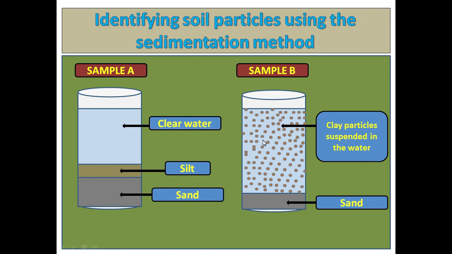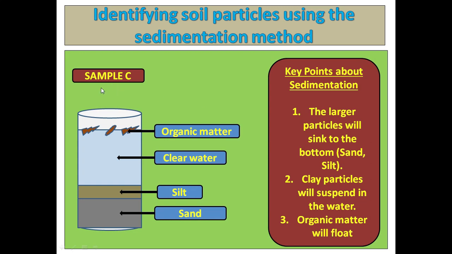Alright, so let's look at sample C, another sample. Sample C here shows materials floating in the water. If there are materials that float on the water, it means that that soil sample has organic matter in it. The water is clear, so it means no clay is in the soil. And then we have silt and we have sand. So it has a larger portion of sand in it than silt, and it has some organic matter. Alright, so it is a loam soil.